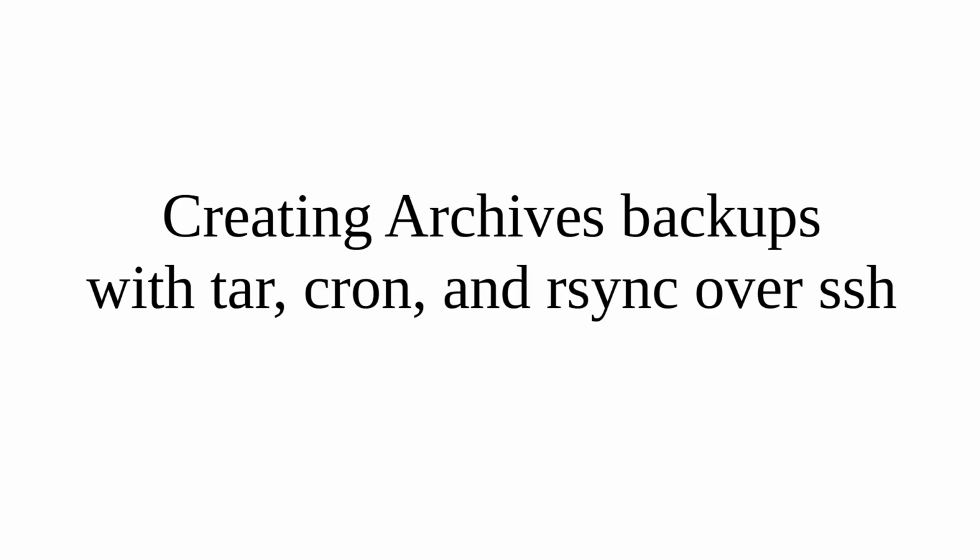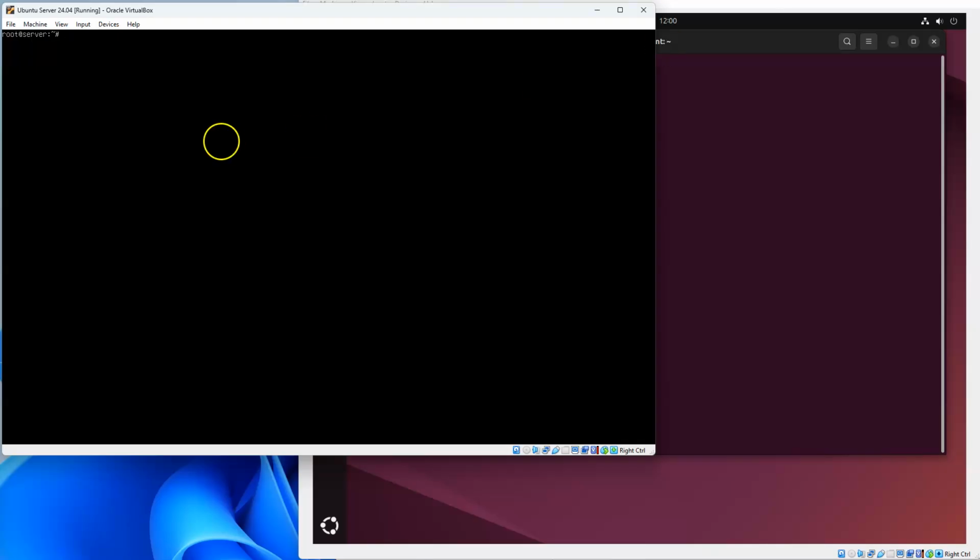Let's look at how to create archive backups with tar, cron, and rsync over SSH. First of all, I want to make backups, and then I want to be able to have them generated and put in the location, and then I want to have the client machine be able to get them. So on the server side, I'm going to look at some things.